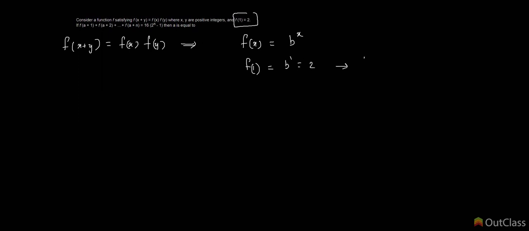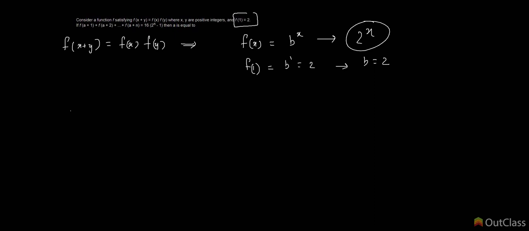The property f of x plus y is equal to f of x into f of y is something that we have seen in the context of exponents. And so wherever you get this property given, you can take it as: let the function be some base b raised to x. But what is the value of b? The value of b is given by the fact that f of 1 is equal to 2. So f of 1 is equal to b raised to 1 is equal to 2, which means that b is equal to 2. So my function is 2 raised to x.